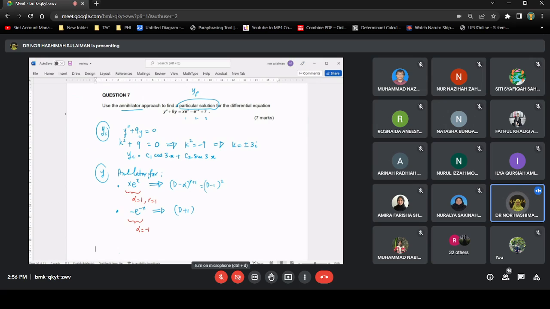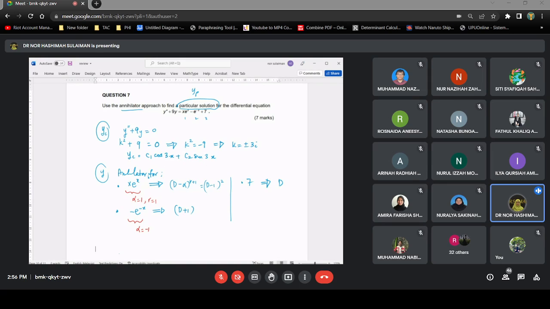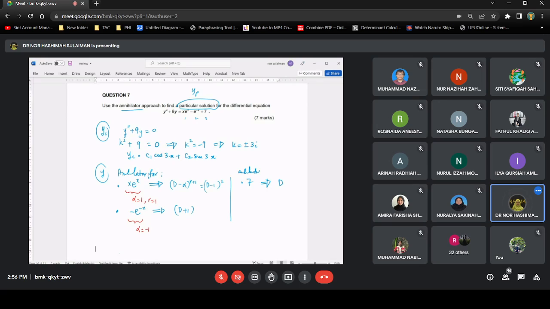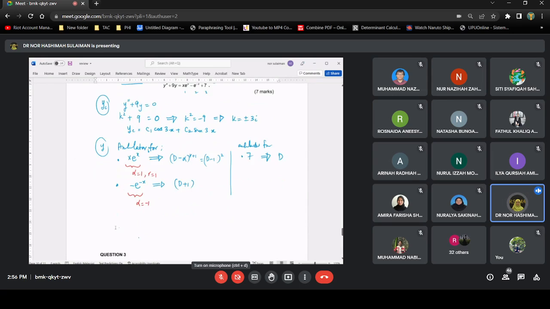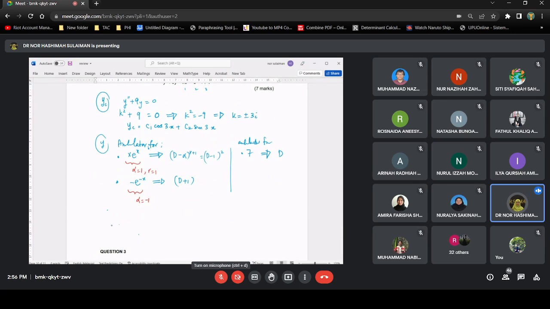Okay, kita cari lagi satu lagi. Annihilator for 7. D lah kan? Annihilator for 7 okay. Sebab apa? Sebab dia ada constant kan? You differentiate constant, you get 0. So you just need a single D. So hence, hari ni you dah belajar pasal review pasal annihilator.